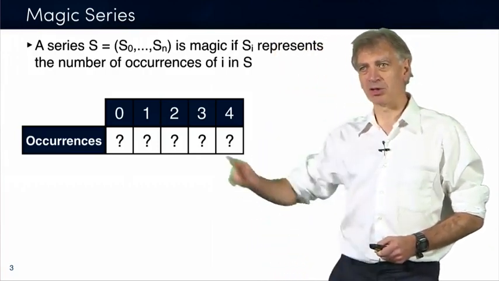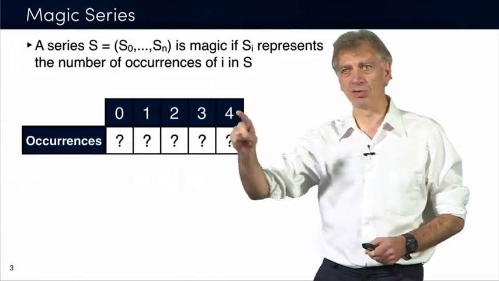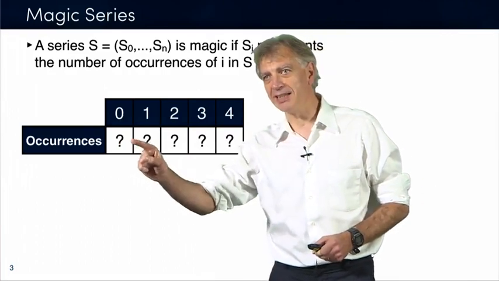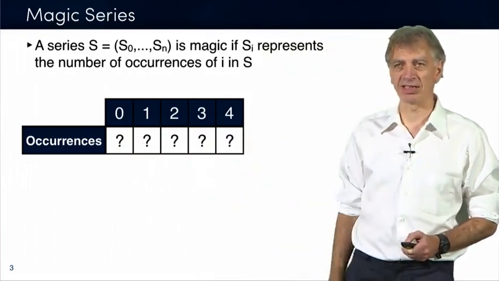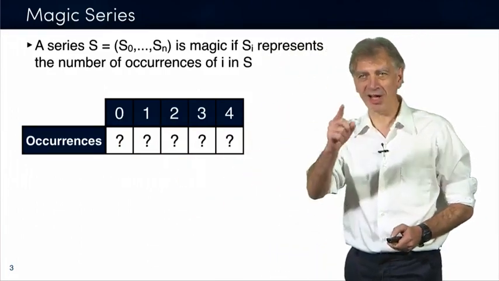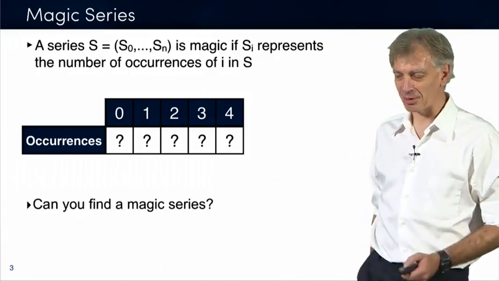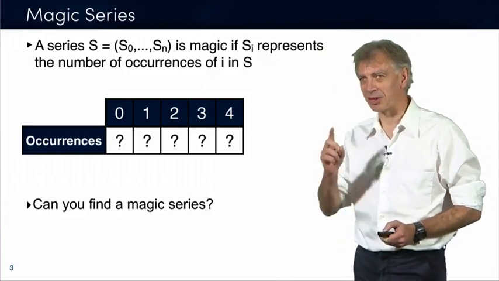Okay? So what you see here is the array from 0 to 4. That's a magic series of size 5. And what we have to do is find these numbers such that the series is magic. Okay? So can you find a magic series? Come on, guys. Find a magic series. Okay? So I'll let you think a little bit.